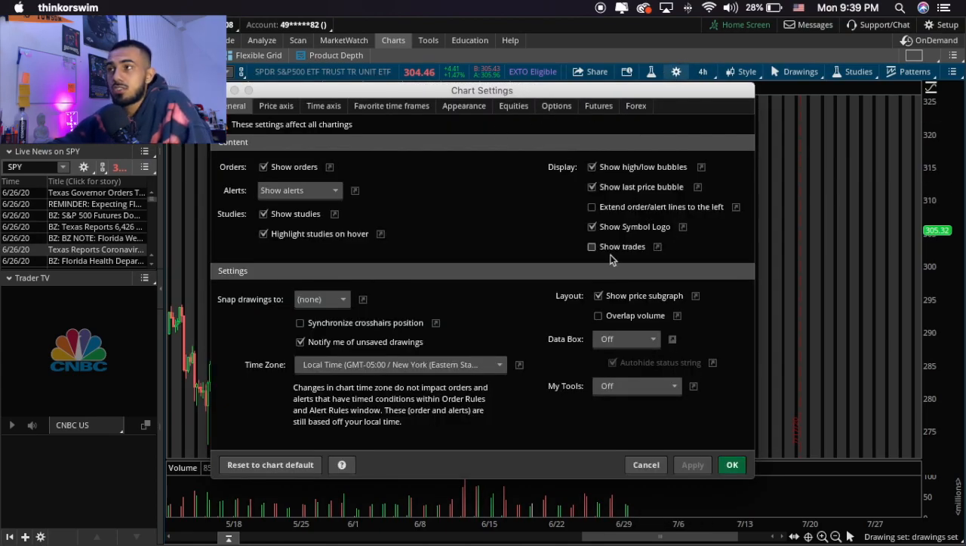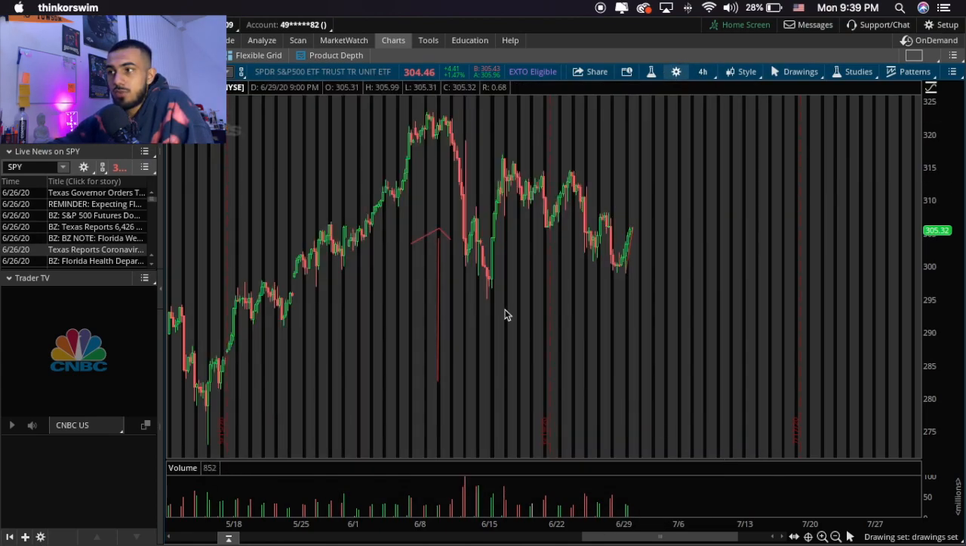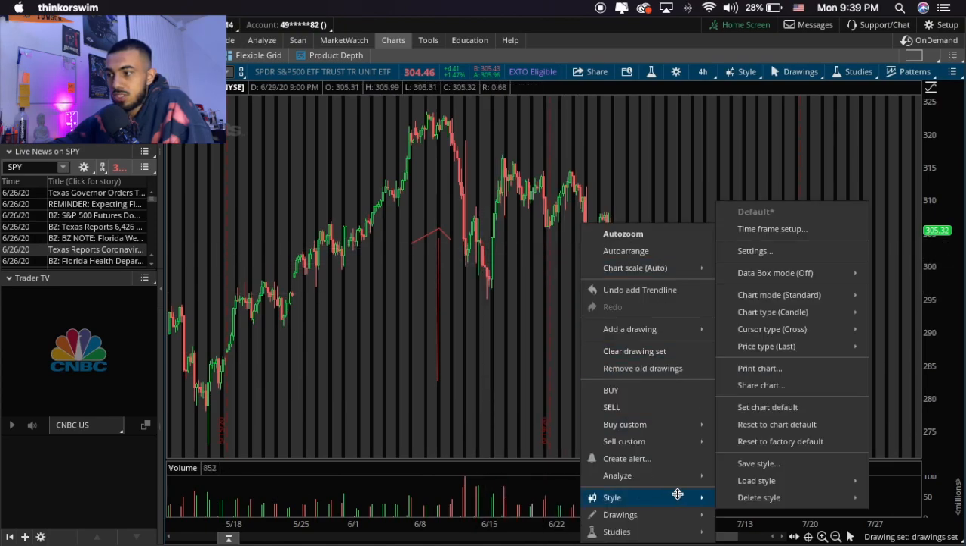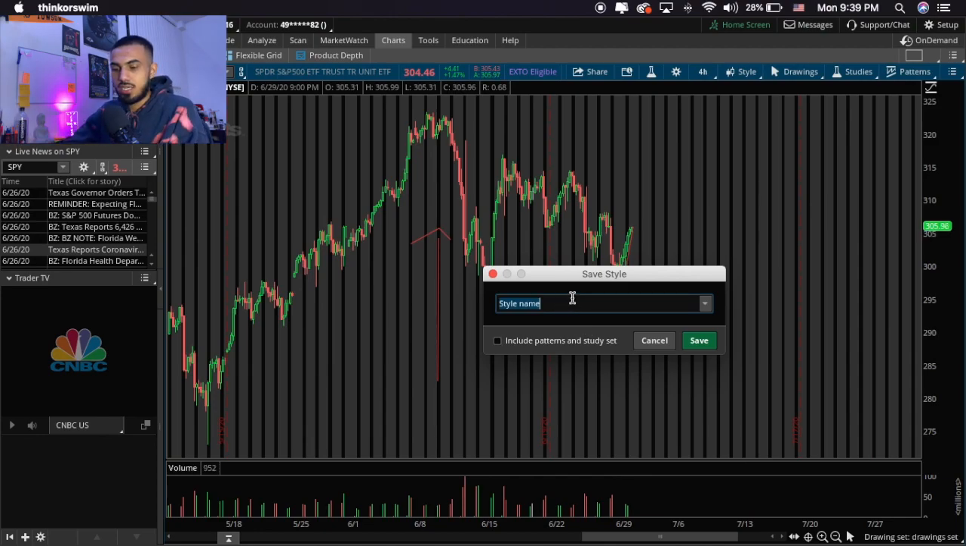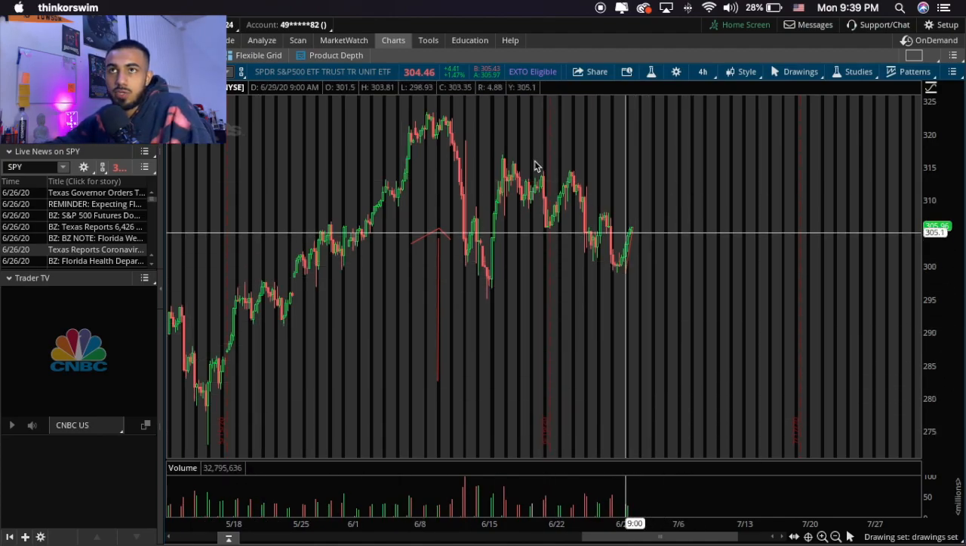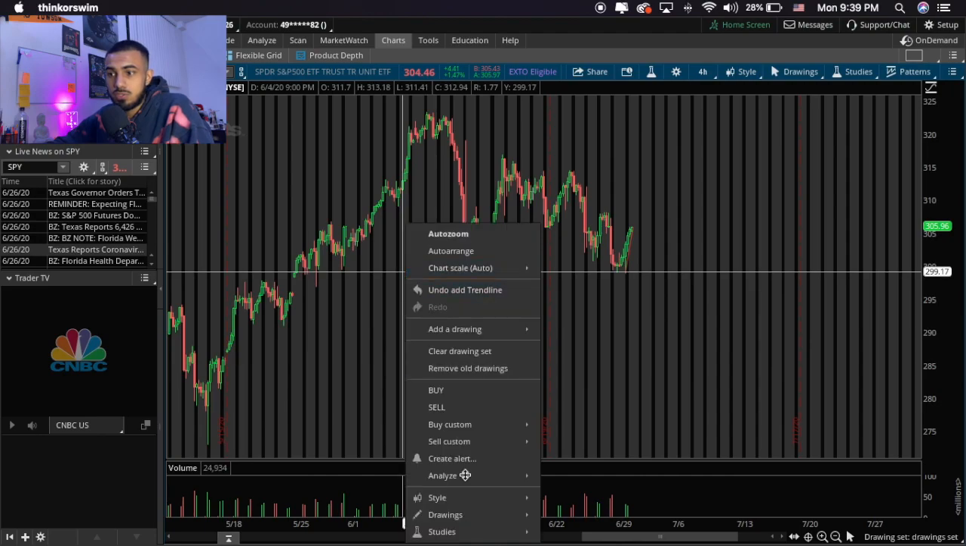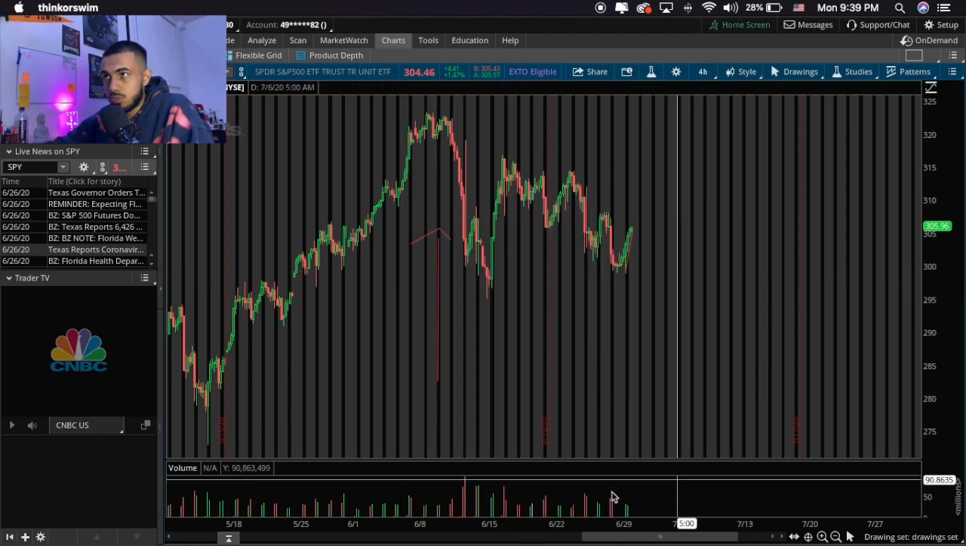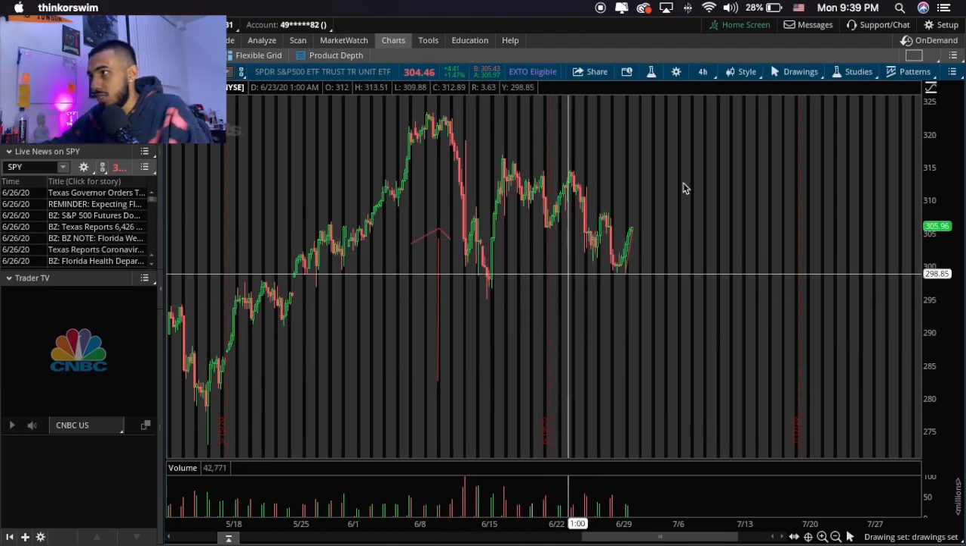So if you go to settings here, you can save all that, and you can just go there and right click, you can go to style and you can save your style as, you know, main chart, main chart 1, whatever you want to do, right? And you just hit save. And then that way, when you load up your screen every time, you can just go to style, load style, go to main chart 1, and then this loads up for you.